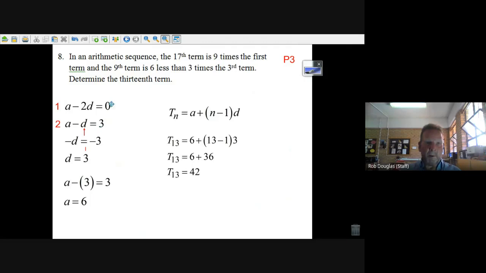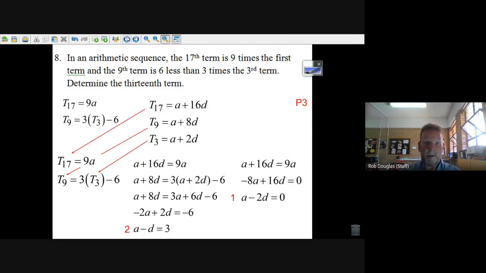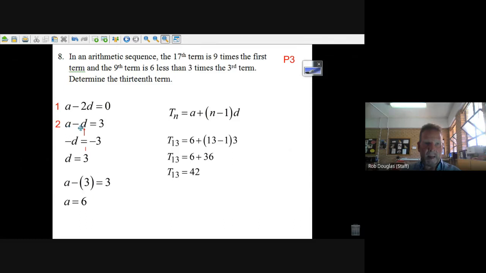Well, you've got the first equation, a minus 2d equals 0. And the second equation, a minus d equals 3. Well, because it's a and a, if we subtract 1 minus 2, we'll go a minus a, the a's gone. Now, minus 2d minus minus d is minus 2d plus d, which is minus d. And 0 minus 3 is minus 3. So I just subtracted these two, and I got minus d equals minus 3. Multiply both sides by negative 1, and you get d equals 3. Oh, that's a big deal.